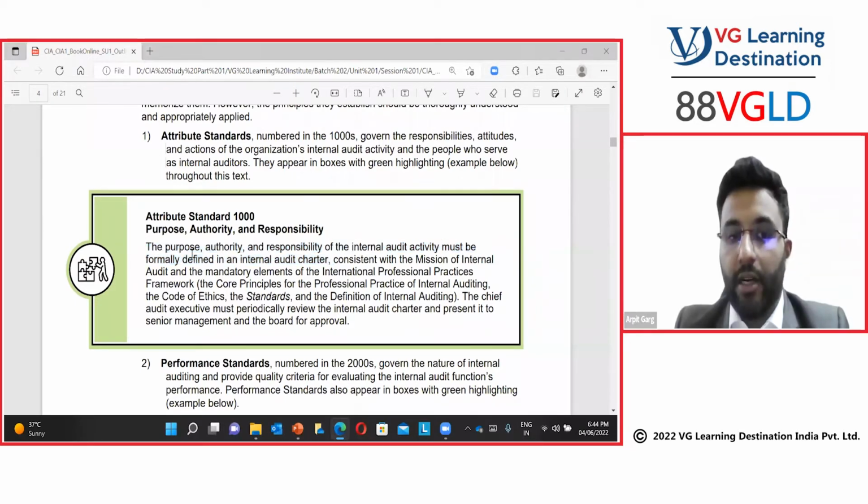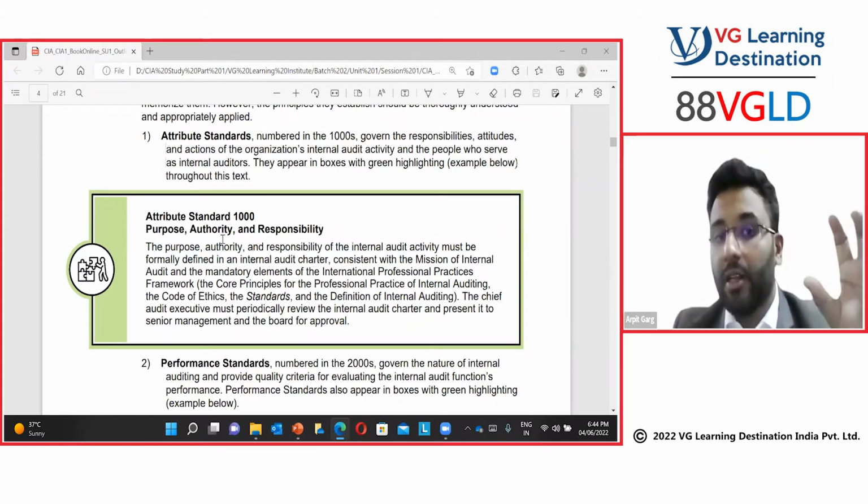So this is clear. The purpose, authority, and responsibility of the internal audit activity must be formally defined in the internal audit charter. It should be consistent with the mission of internal auditing. So we are clear with the mission of internal auditing and the mandatory elements of the IPPF. We are all clear with the four mandatory elements, right? The CAE must periodically review the internal audit charter and present it to senior management and the board for approval. So that's the attribute standard.